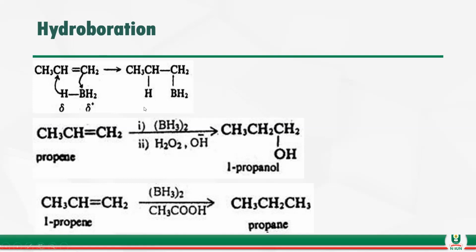So after getting this product, if you have hydrogen peroxide, you are going to get propanol. With hydrogen peroxide, you get propanol. However, with acetic acid, you are going to get propane.